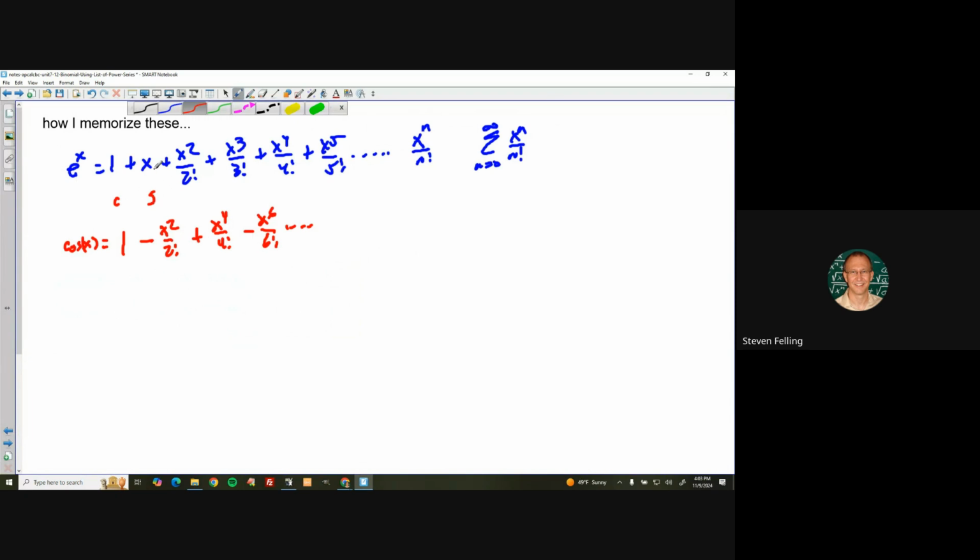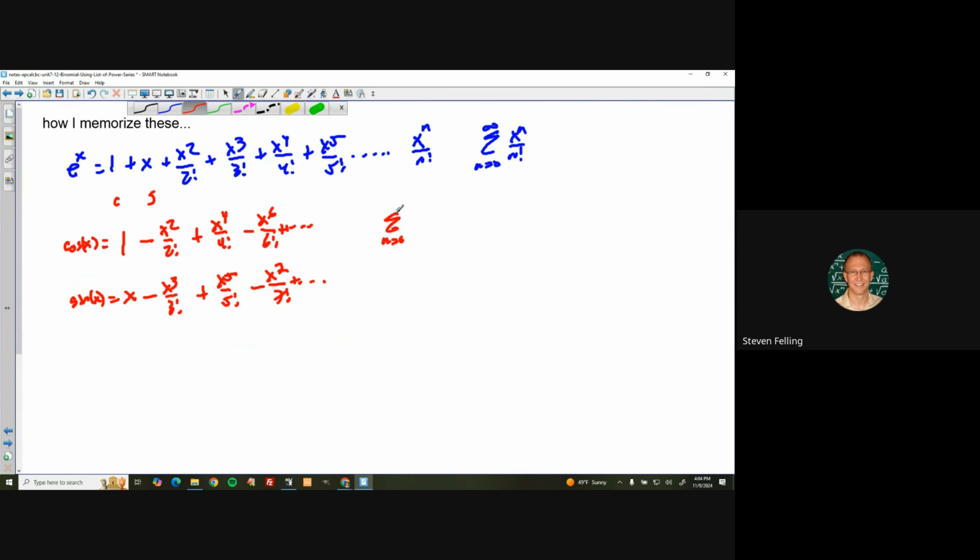And then the sine is the one that starts with the x and includes the odd powers from the e series. So x cubed over 3 factorial, x to the 5th over 5 factorial, x to the 7th over 7 factorial, and so on. And this is an alternating series as well, okay? Plus, minus.